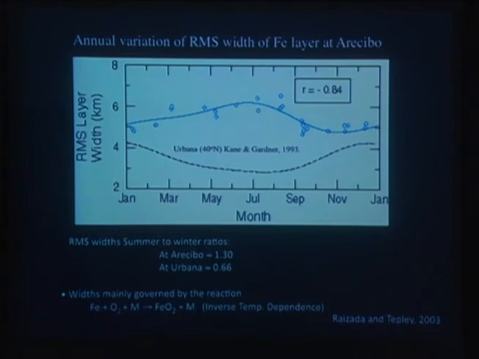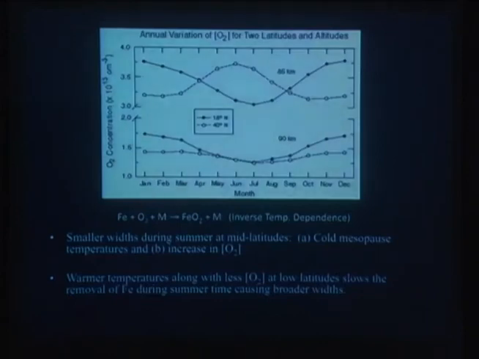Lidar cannot see it if it is in some stable form. So the layer width will decrease, and this reaction depends upon the concentration of oxygen, and it also has an inverse temperature dependence. So we look at the distribution of the oxygen molecule at 2 latitudes and at 2 different altitudes.